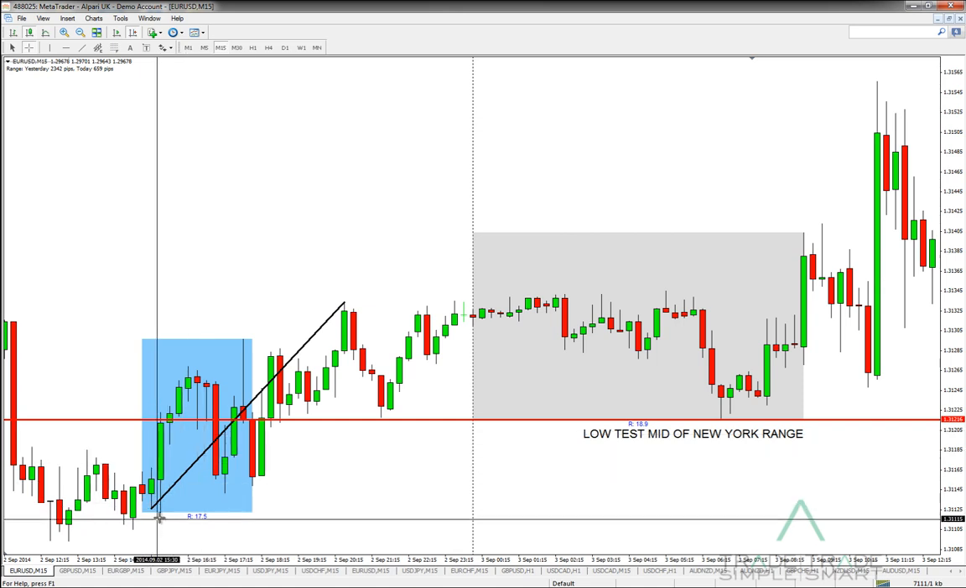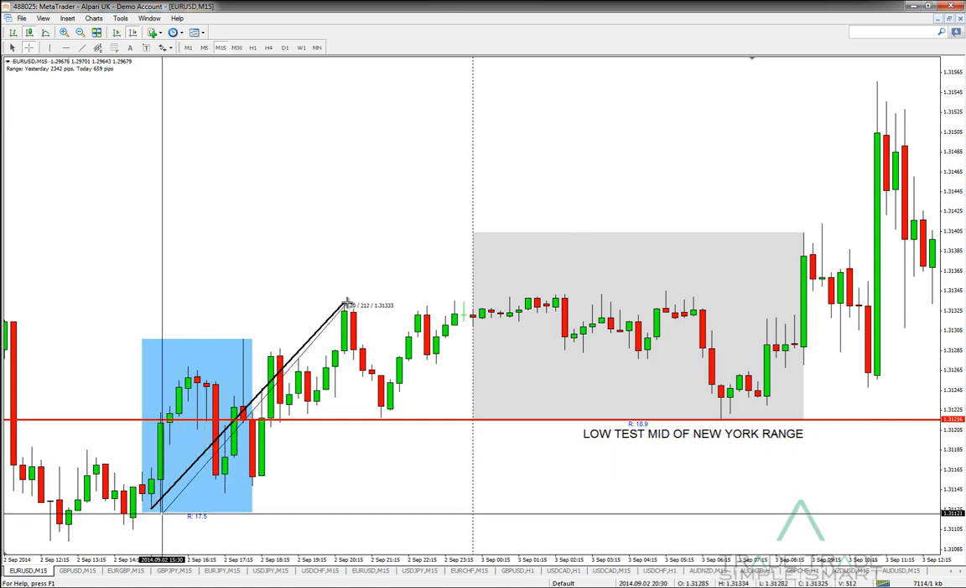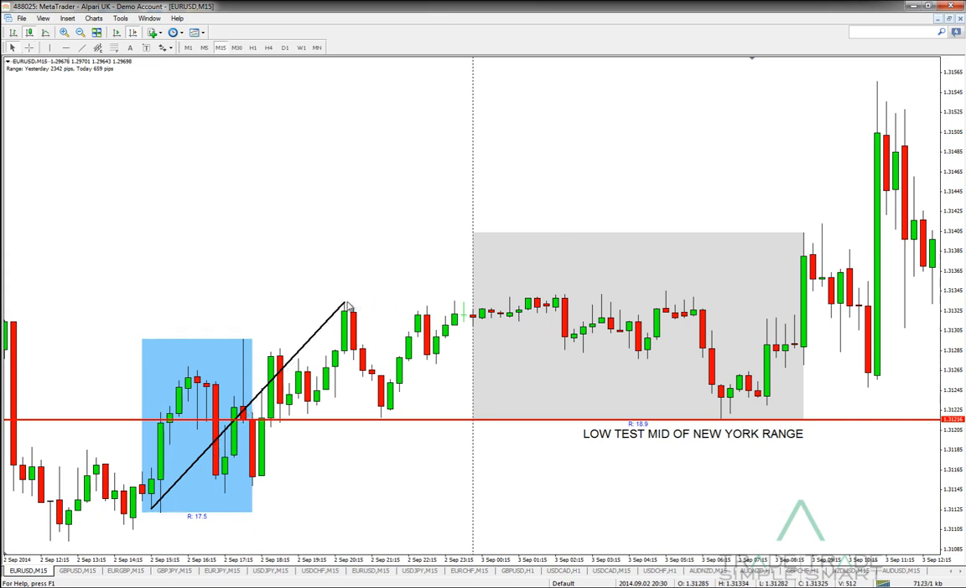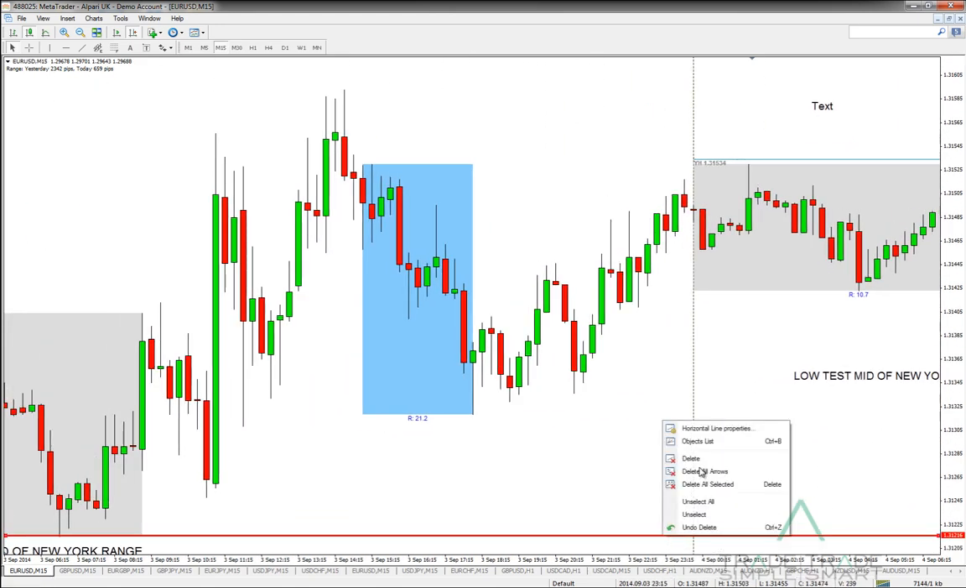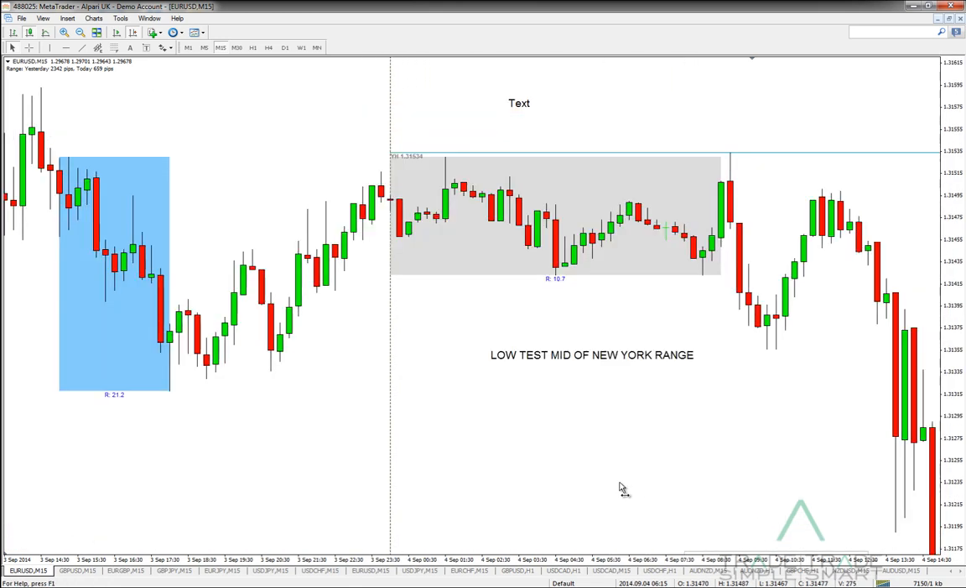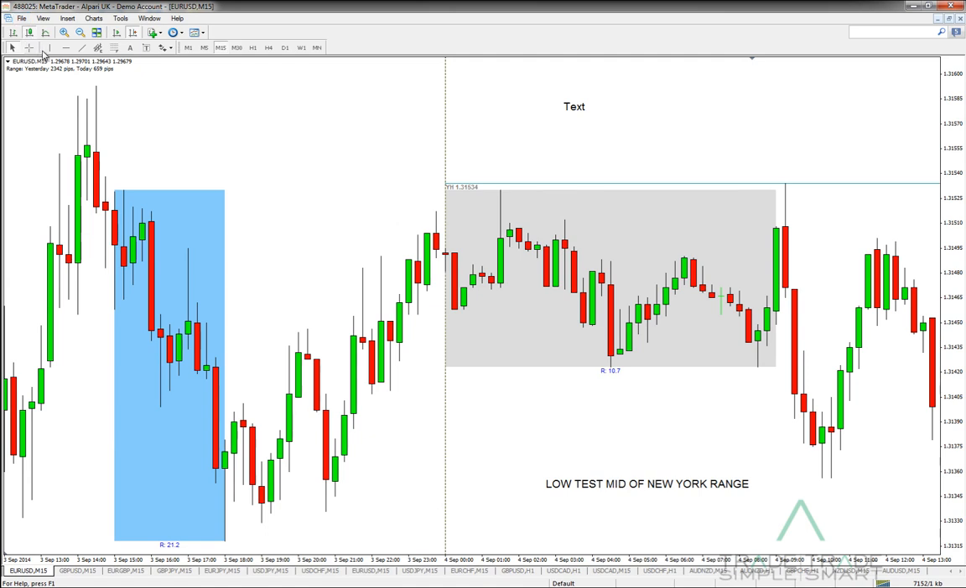And again, if I measure the low to high range of the prior US session, we have a 21 pip range. And then if I measure from the low to the high, we have a 9-point range. So again, in and around the mid of the prior day's US session. And this is something that you will see in the majority of time frames and also the majority of the pairs.